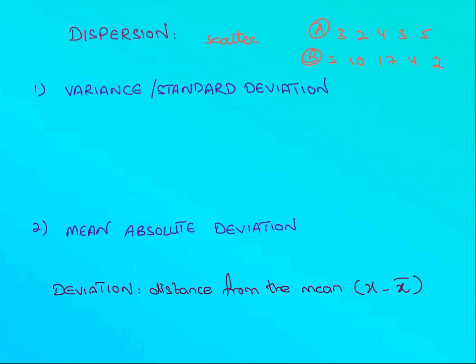What I can say here is that set B is more dispersed as compared to set A, or set A is less dispersed as compared to set B, because the values in set A are very close to each other. On the other hand, values in set B are far apart, relatively. So you can be expected to compare the dispersion of two or more sets.